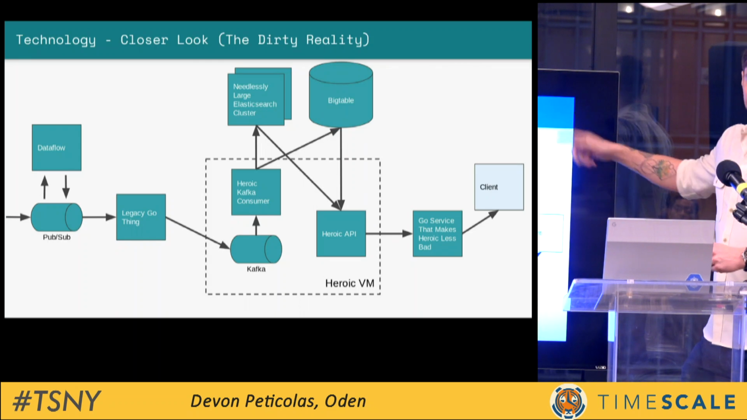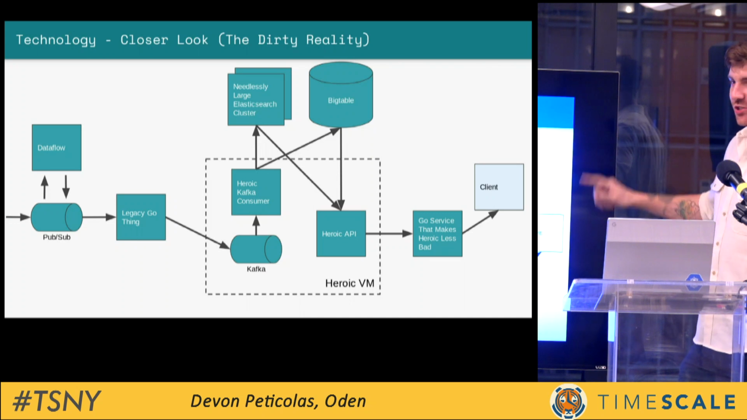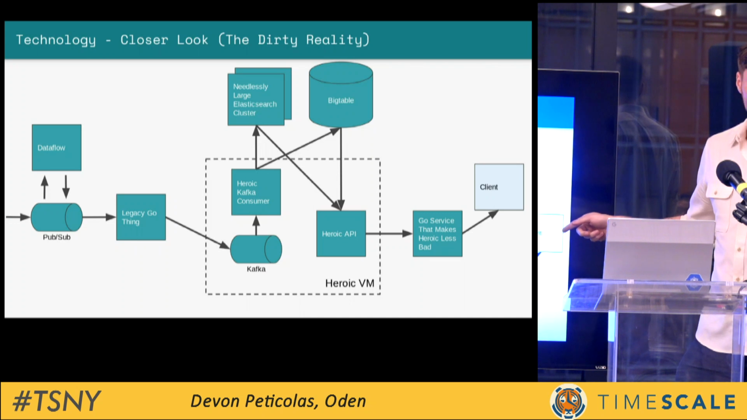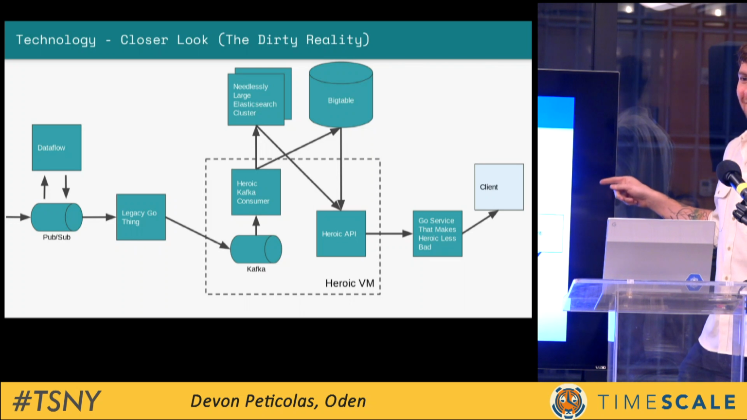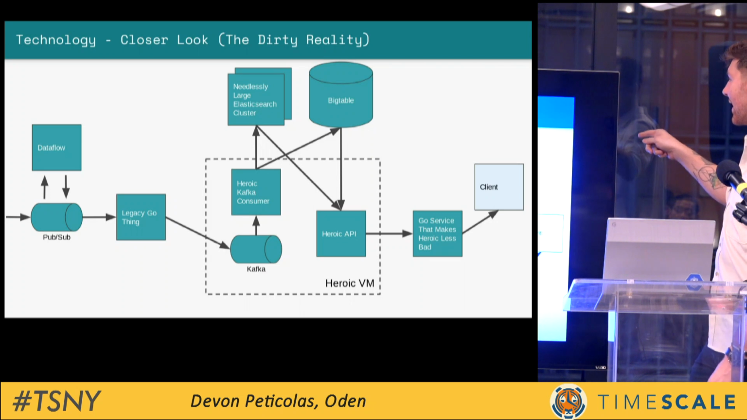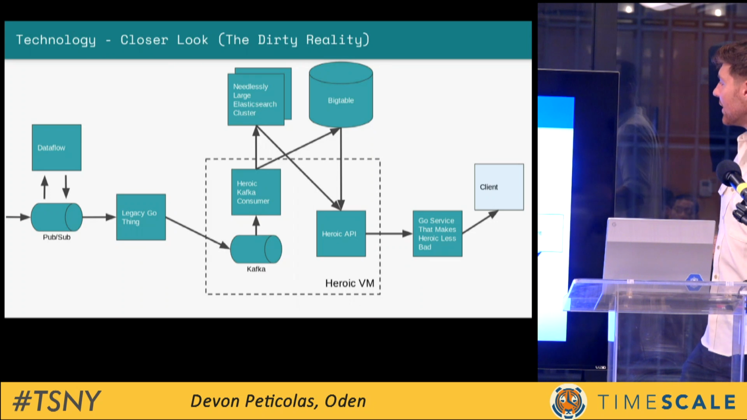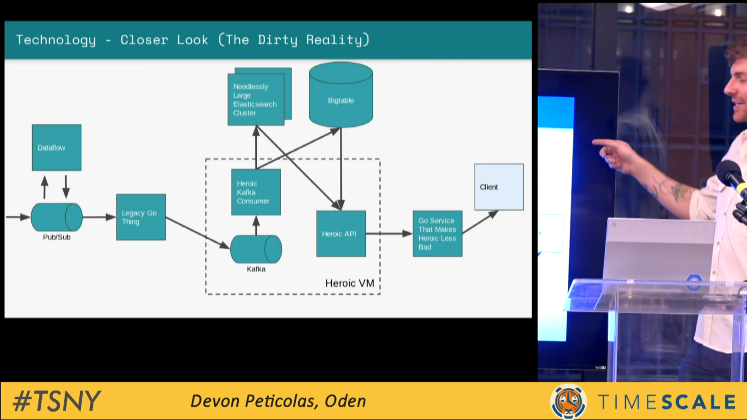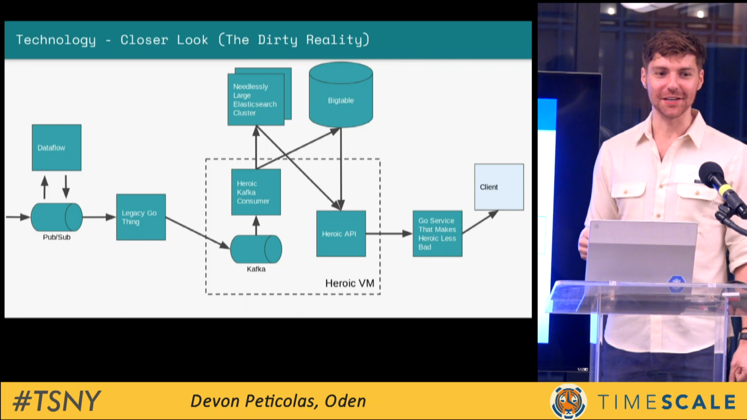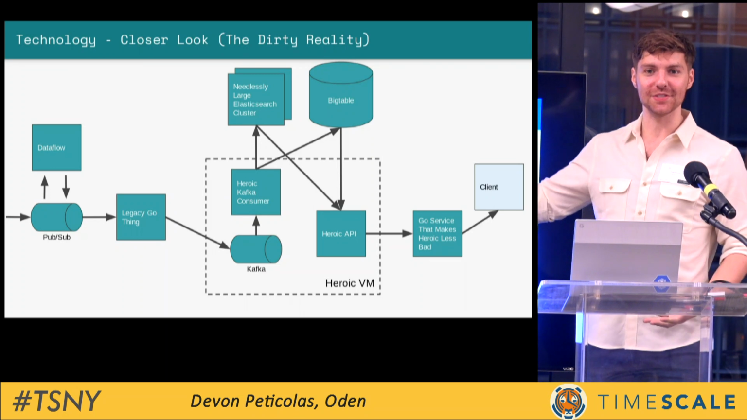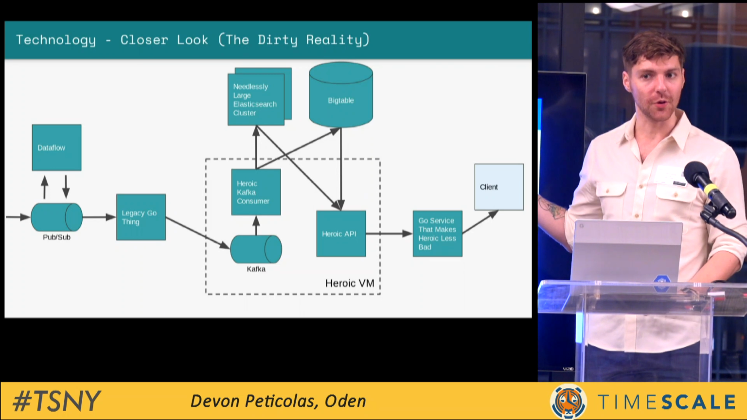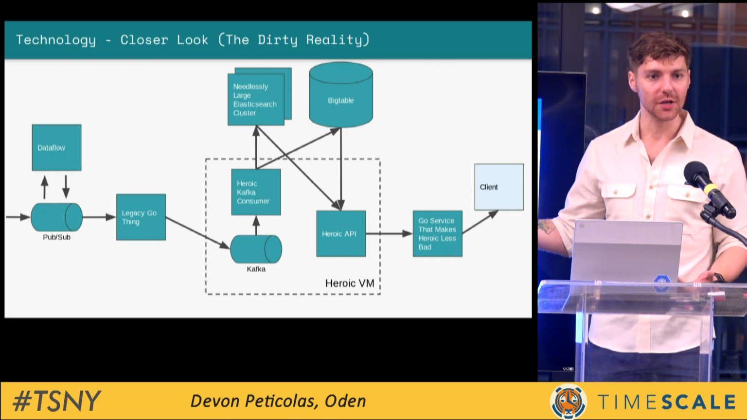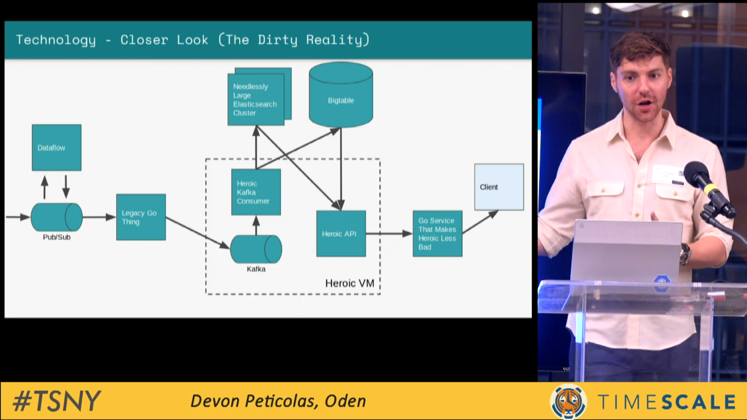Then all of that goes to this legacy Go service we have, and then that gets shipped into an instance of Kafka we are running just for the use of the Heroic consumer that writes into Bigtable. We have the Heroic Kafka consumer running. We have this needlessly large Elasticsearch cluster, because the amount of space Elasticsearch is ultimately used with Heroic for is to store what the individual keys associated with the time series values are.